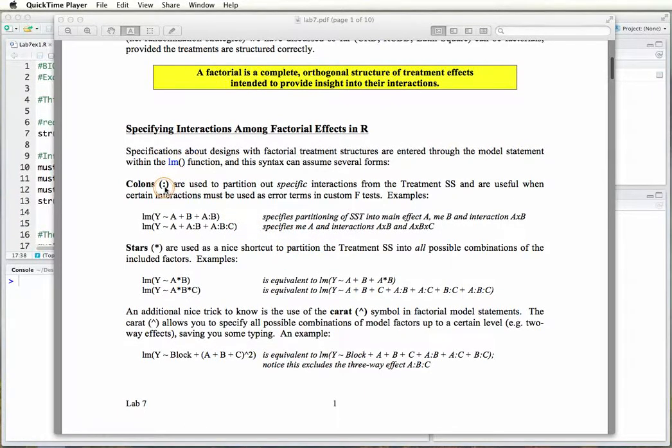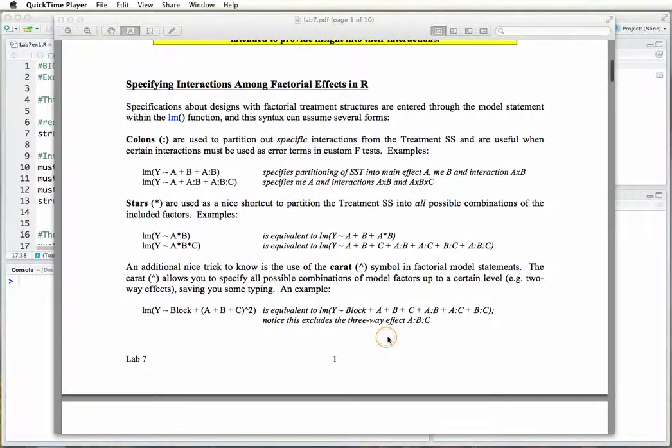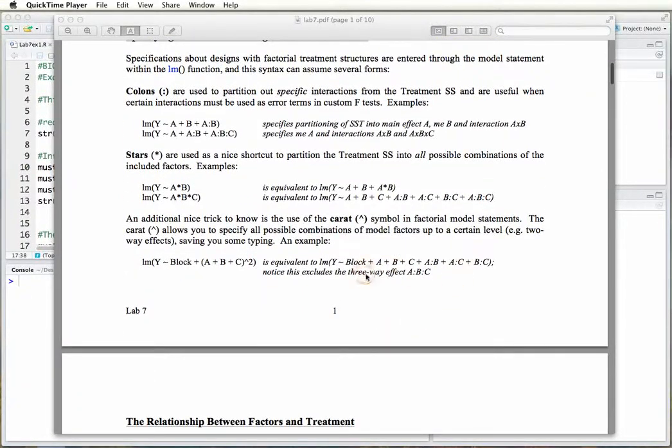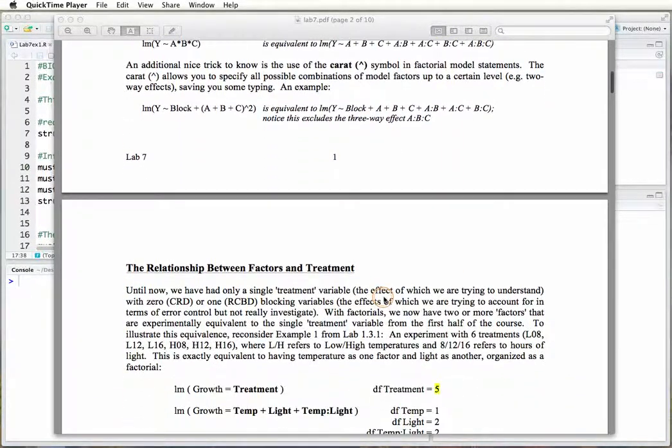After that, on page 1 is a little bit about coding for interactions within R, within the LM function, and so using colons to partition out specific interactions, asterisks to do all-inclusive combinations of factors, and then using the caret to specify an upper bound to how complicated an interaction you would like to include in the model. So take a look at that.